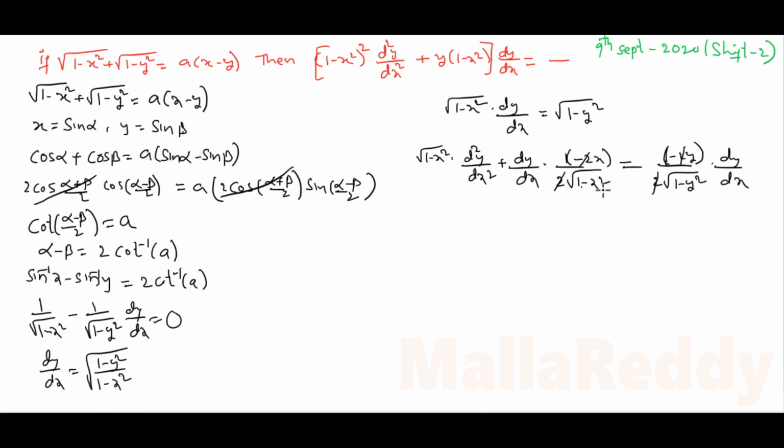So take LCM, that is root 1 minus x square into root 1 minus x square, that is 1 minus x square into d square y by dx square minus x into dy by dx is equal to minus y by root 1 minus y square into dy by dx.